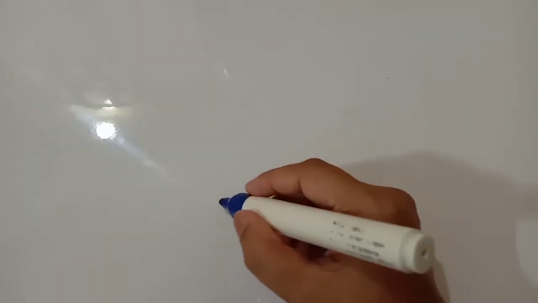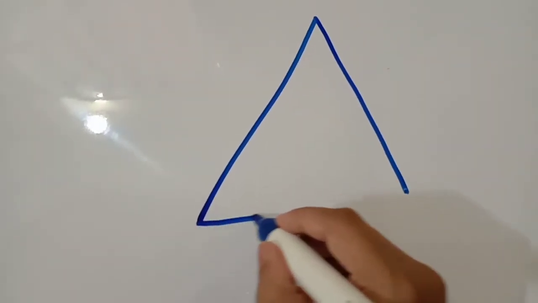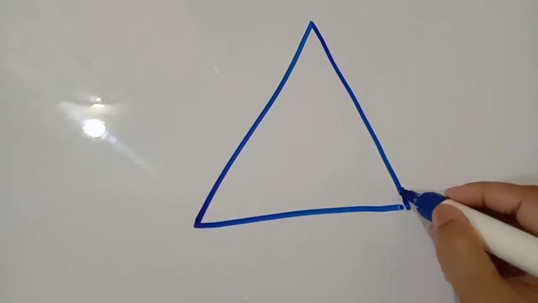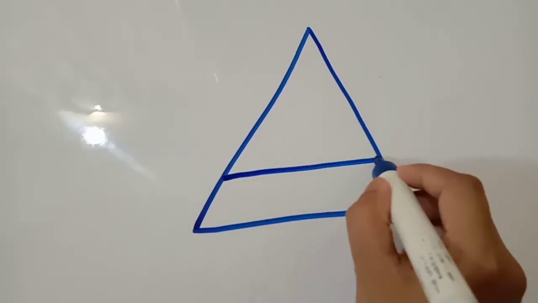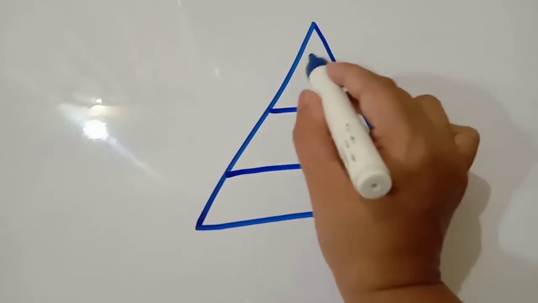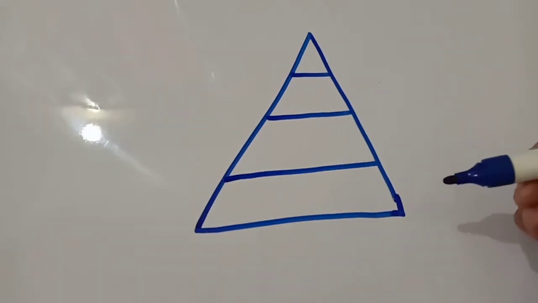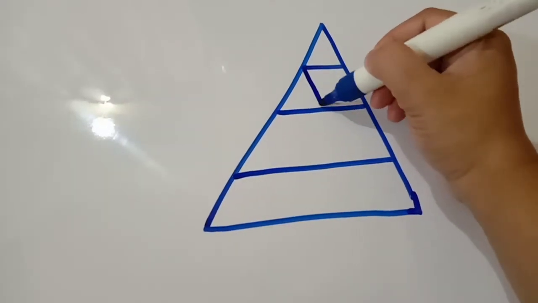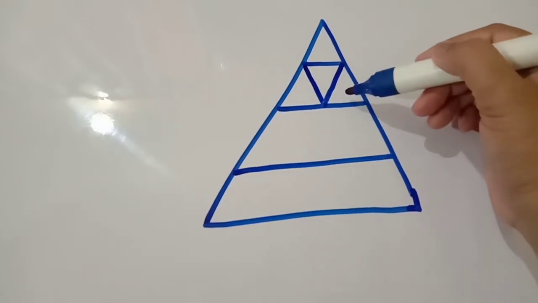Okay, next we have to get more than 20 triangles. So I'll draw a triangle first. That's triangle number 1. Then I have divided it into 3 parts. So you can see this is triangle number 2. Then here is 3, 4 and 5.